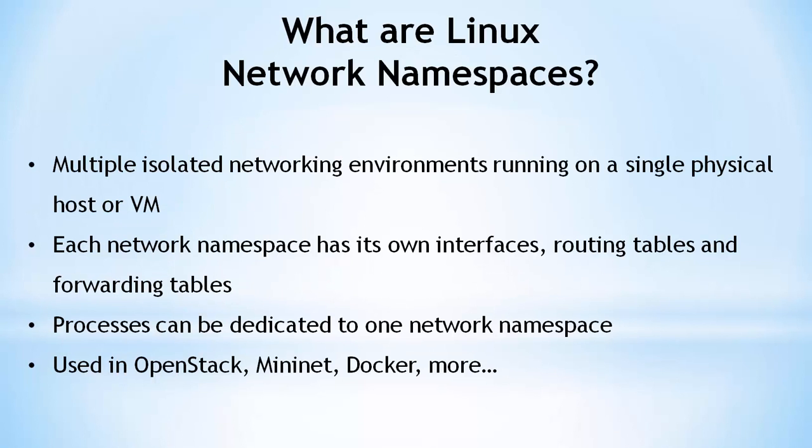What are Linux network namespaces? Network namespaces allow there to be multiple isolated network environments running on a single physical host or a single virtual machine. Each isolated network environment has its own interfaces, routing tables, forwarding tables, and network security isolation. Processes can be dedicated to an individual network namespace to separate them from other namespaces. Network namespaces are used in OpenStack, Linux containers, Docker, Mininet, and more.